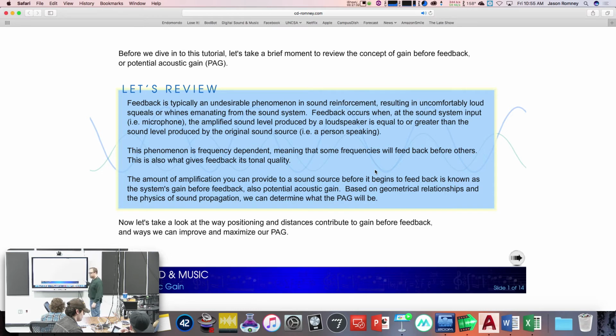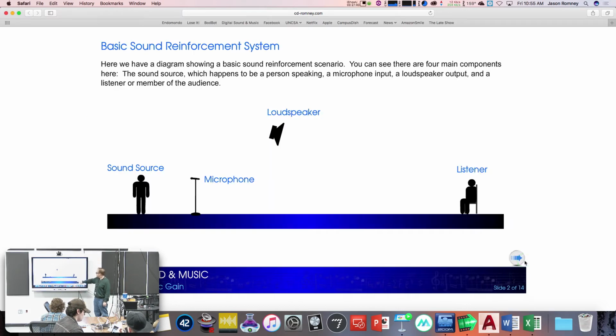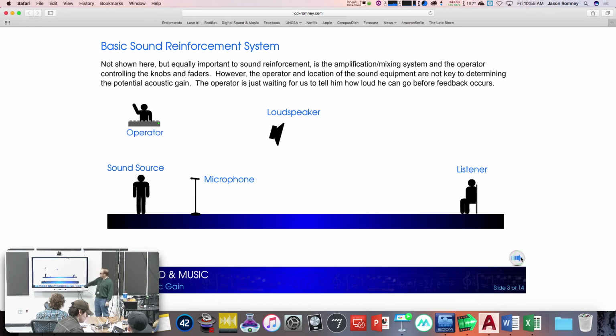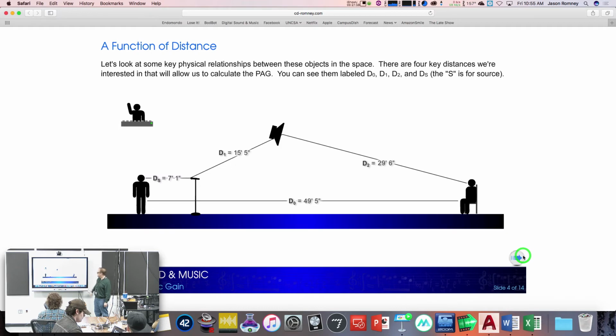When we did our book, Eric created this cool little flash demo that lets us play around with this concept of acoustical gain. So we're going to take you through some of the stuff that we've already done. We know that the four components are loudspeaker, microphone, a sound source, which is a talker, whatever, and a listener, okay? There also is our operator that has a role in this. The operator has to push the fader, so we don't want to forget that person, okay? But let's take a look at what's really going on here.